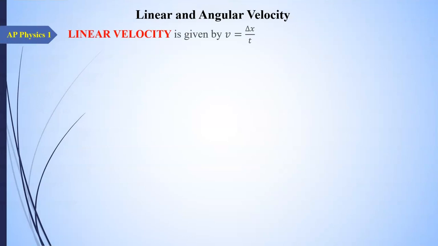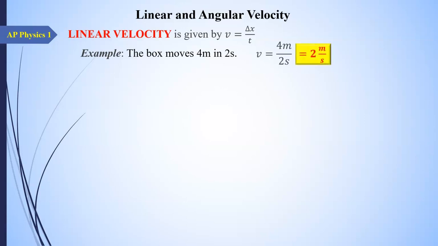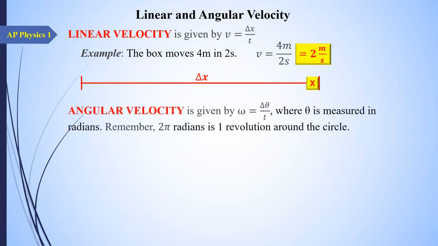Linear velocity is given by velocity equals displacement over time. So the box moves 4 meters in 2 seconds. Velocity is 4 meters over 2 seconds, which equals 2 meters per second. There's the box it was referring to, and it goes across at a constant velocity. Angular velocity is given by omega equals change in theta over time, where theta is measured in radians. Remember, 2 pi radians is 1 revolution around the circle.